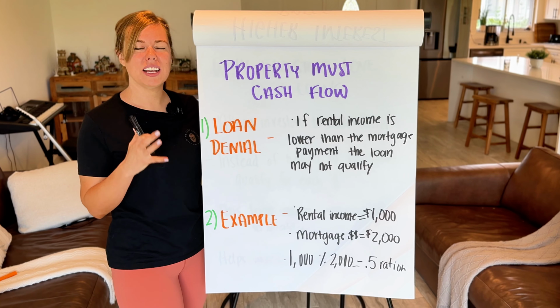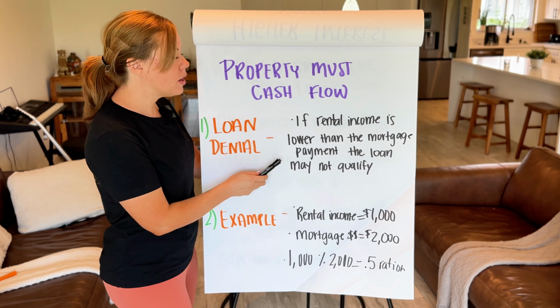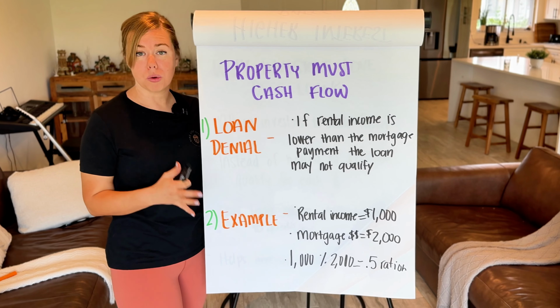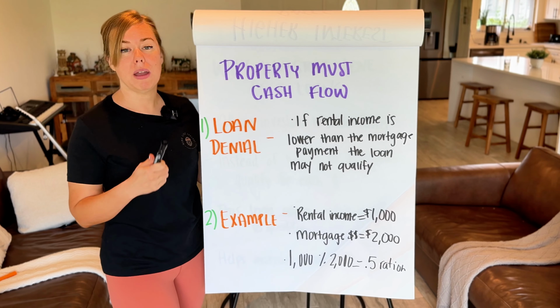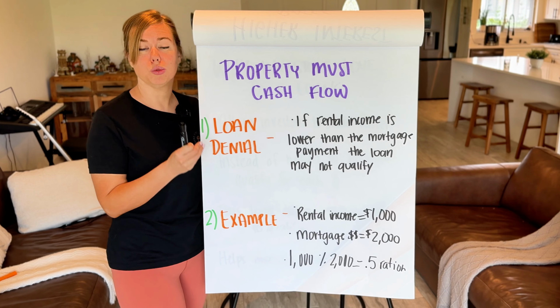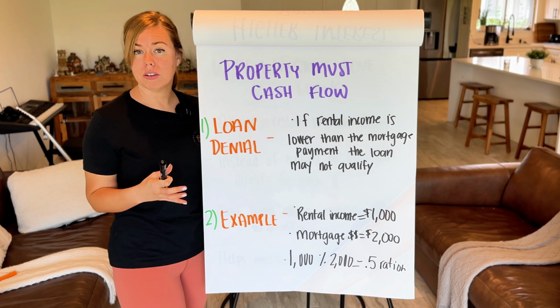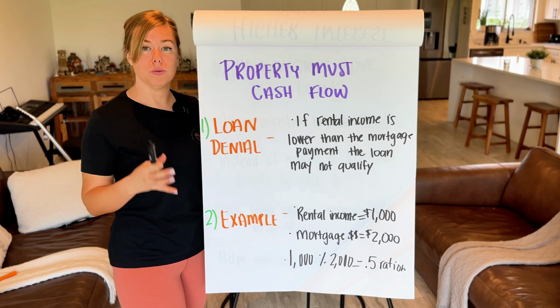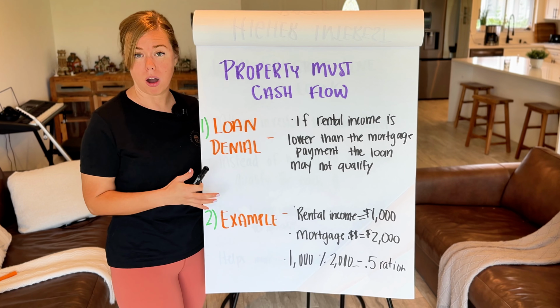And the second con is the property must cash flow. So if the rental income is lower than the mortgage payment, then the loan may not qualify. And who determines the rental income? It's going to be the actual appraisal itself. They're going to come out to the property, they're going to look at the market rent in that area and come up with comps for that.